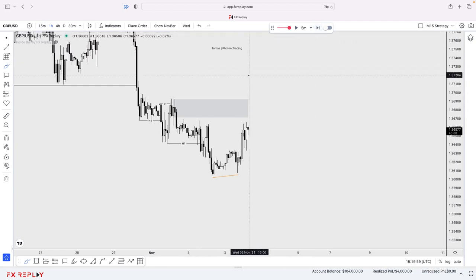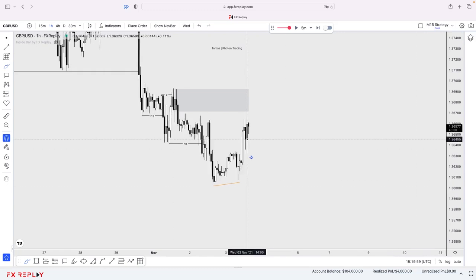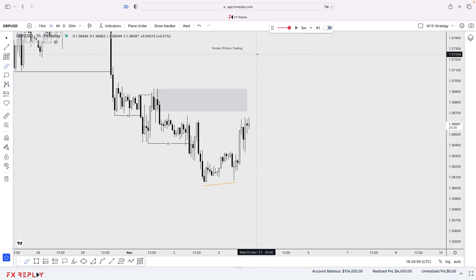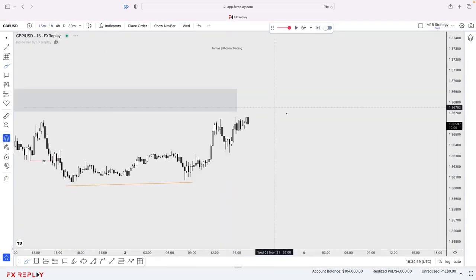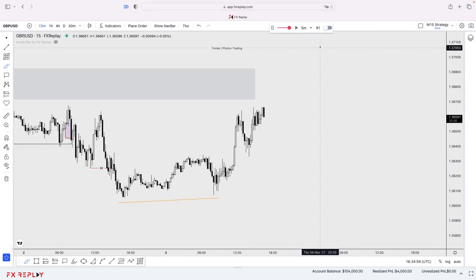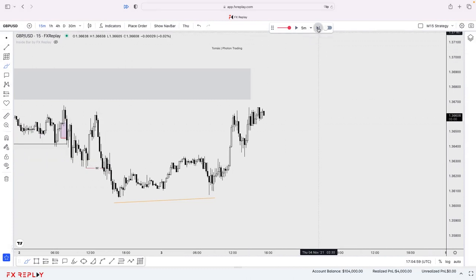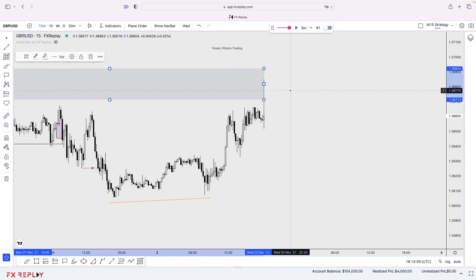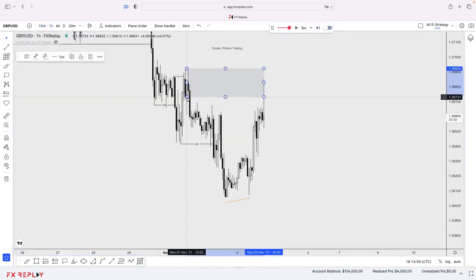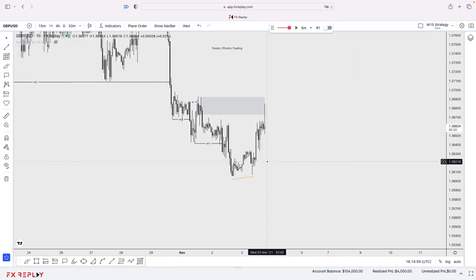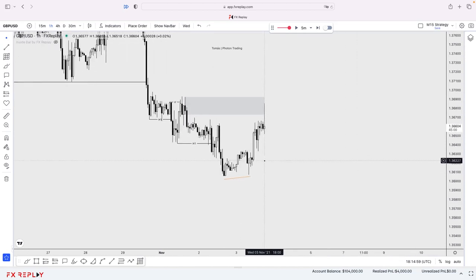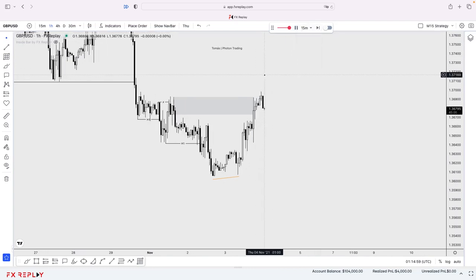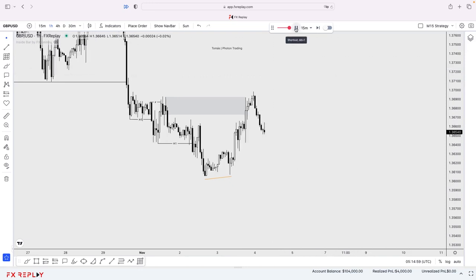Okay, so we are coming late New York. We have one more hour, so let me just continue. Yeah, price mitigates the POI. Again, outside session, so I can trade, right? And I'm going now to the next day, speed up a little bit.